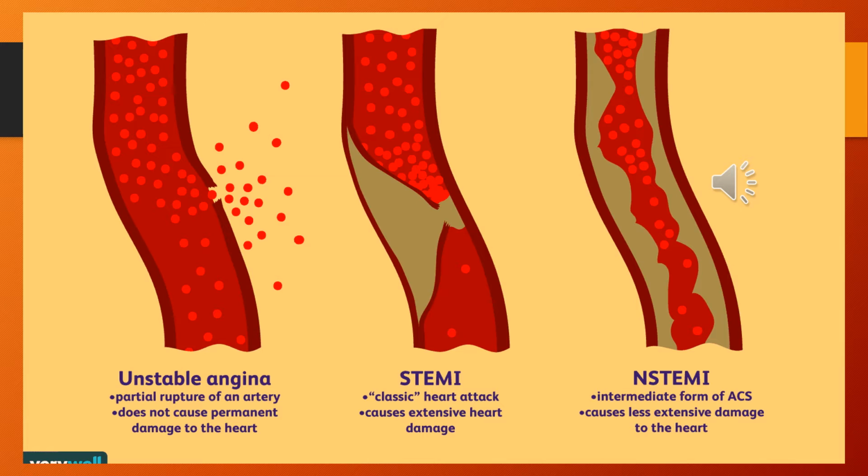When the plaque deposit ruptures or splits, a blood clot forms, reducing the blood flow to the heart muscles. That will cause a low supply of oxygen to the cells. The cells of the heart muscle will then die, which causes a heart attack. However, if no cell death occurs, this is called unstable angina.